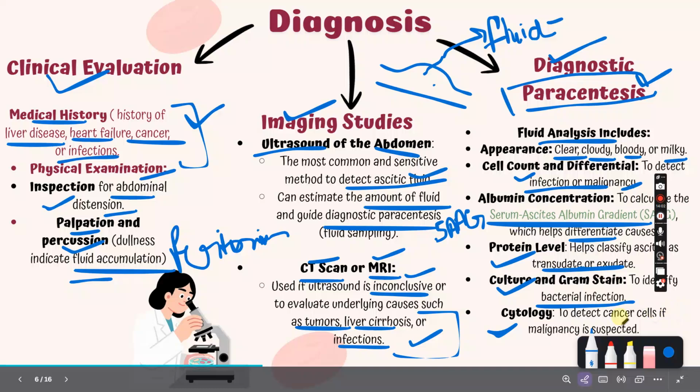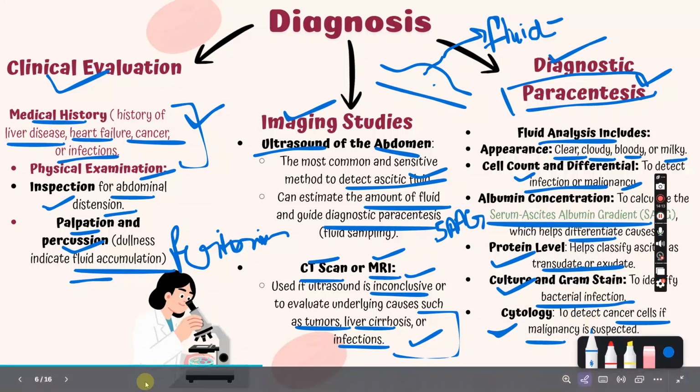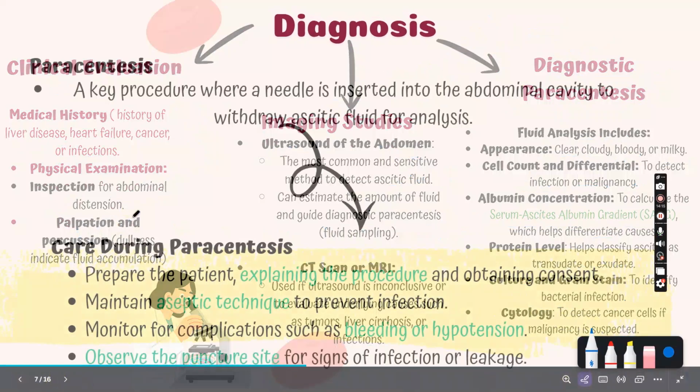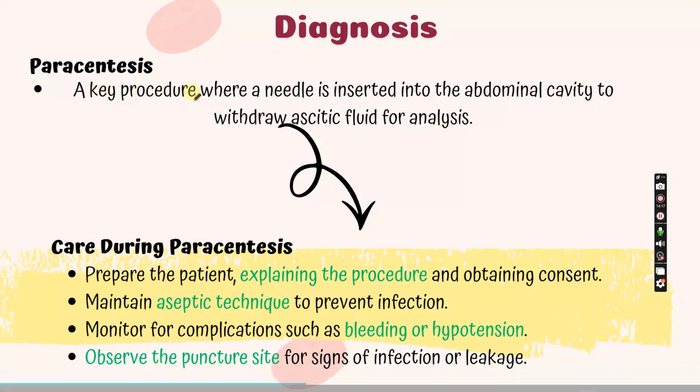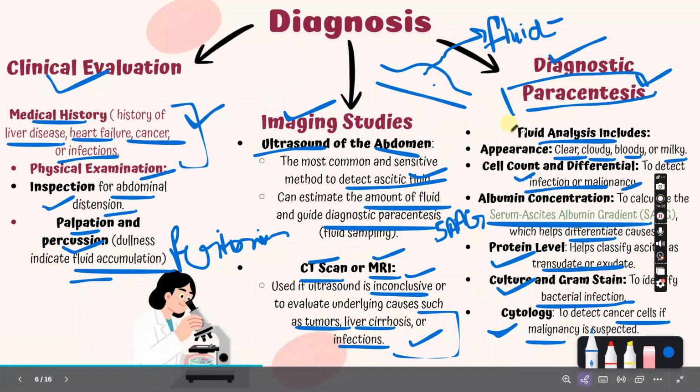Then there is cytology to detect cancer cells if malignancy is suspected. So we go for cytology to detect if the patient is suffering from any underlying cancer or not. Next is paracentesis. What is paracentesis? Here the needle is inserted in the abdominal cavity to withdraw ascitic fluid for analysis. After collecting the fluid, we do this type of analysis with the collected fluid.